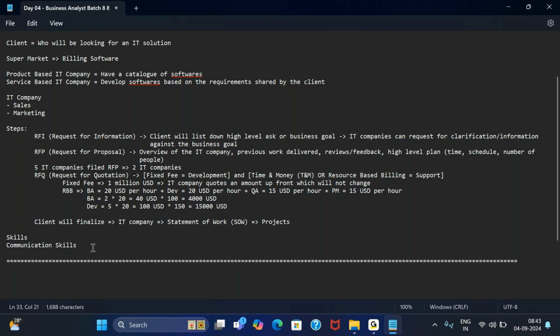Okay, so you must have good documentation skills. Documentation skills means you are able to put down all the verbal discussions in the form of a document. Plus, ensure that there is clarity in the document. So I'll give you an example of clarity.